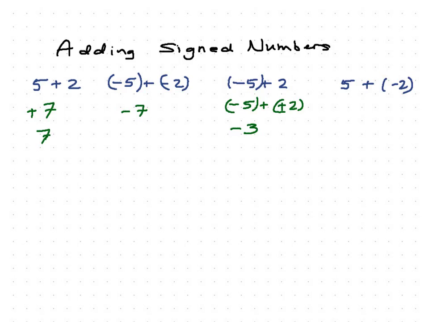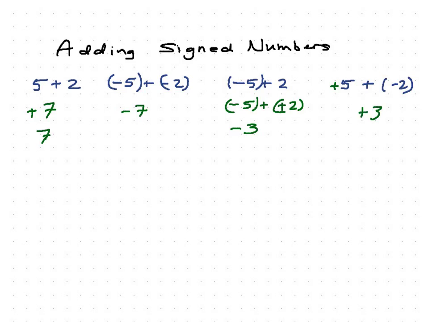The next example is similar but different. Positive 5 plus a negative 2. If you're going to try to add those numbers together, you're actually going to have to do a subtraction because the signs are different. So you do the subtraction, 5 and 2, you're going to get a 3 again. But this time the answer is going to be positive because the bigger number, the 5, was a positive.